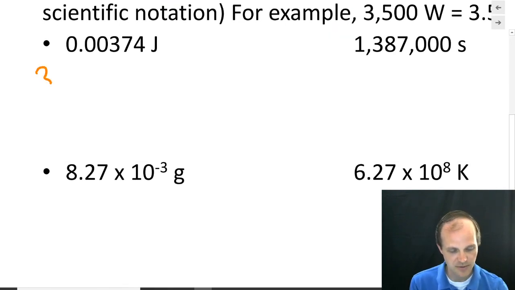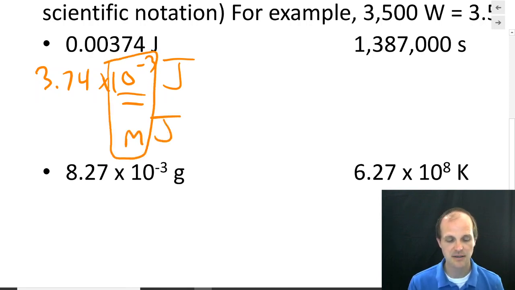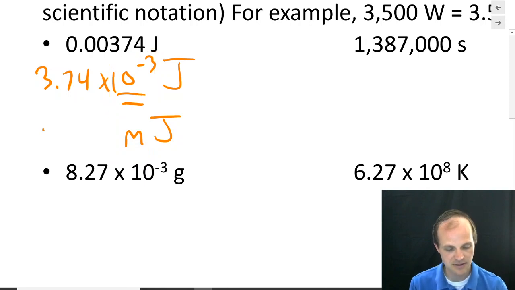0.00374 joules. I'm going to write that out as 3.74 times 10 to the minus 3rd joules. And you're like, I don't know what a joule is, Professor. Doesn't matter. I can put it in front of any unit I want, even ones that I have no idea what they are. Doesn't matter. We'll learn what a joule is later in the class. 10 to the minus 3rd does match milli. They're the same thing. So I can substitute in milli for 10 to the minus 3rd and keep this the same.